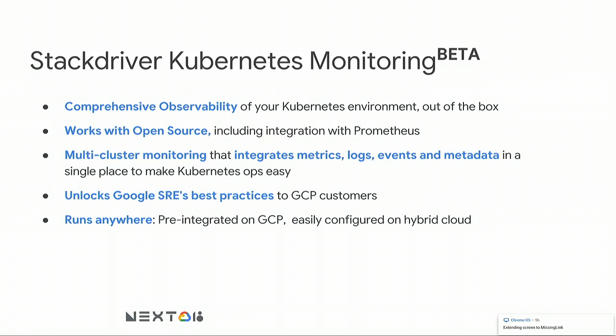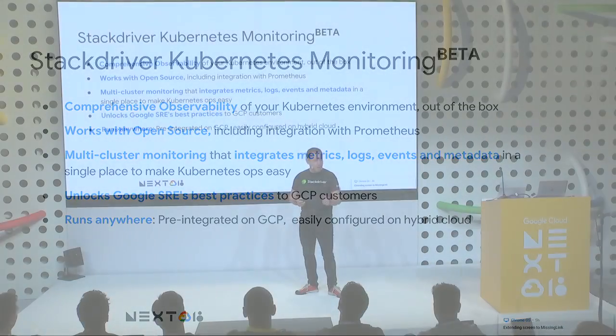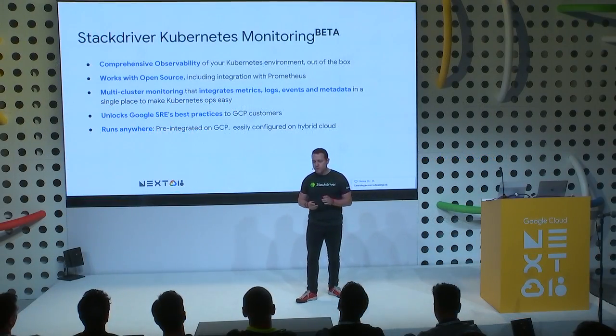We want to get those things out to you as fast as possible. So let me go through it very rapidly. Some of the things that we have. First, it's comprehensive observability. What do I mean by that?